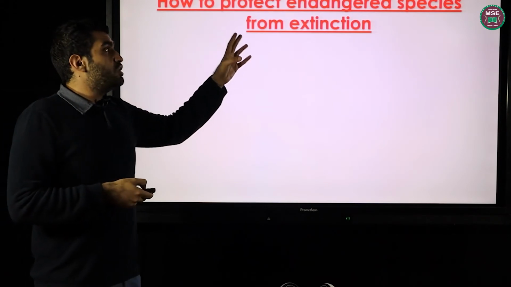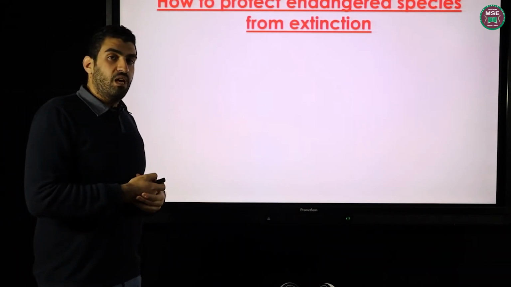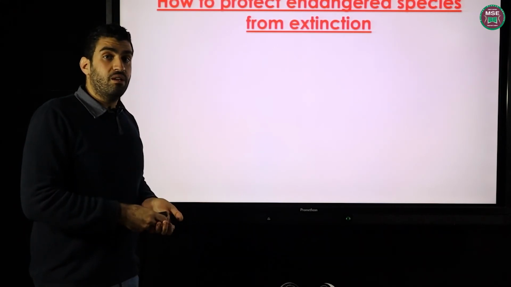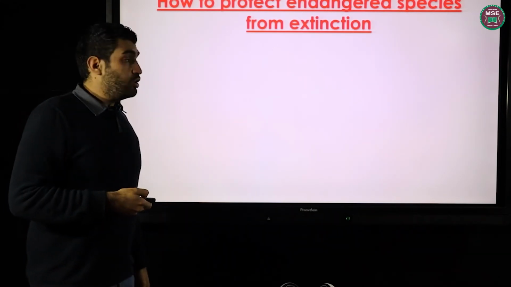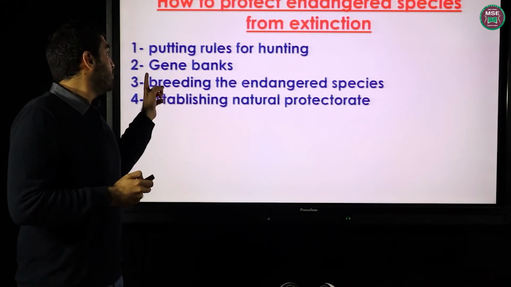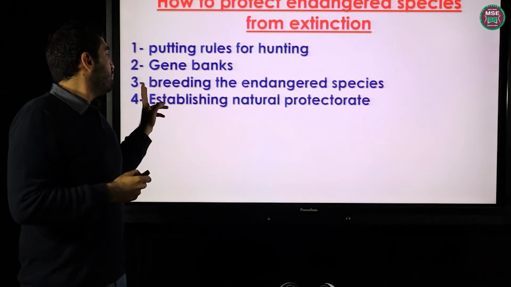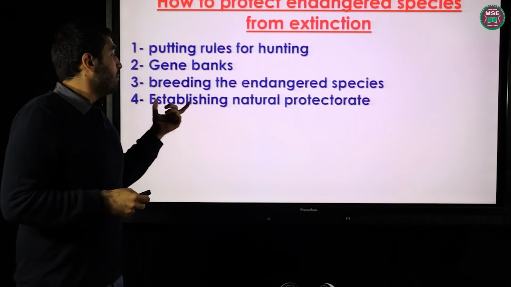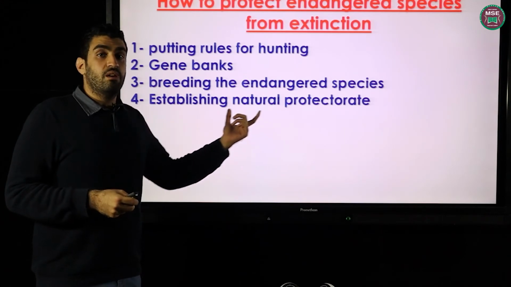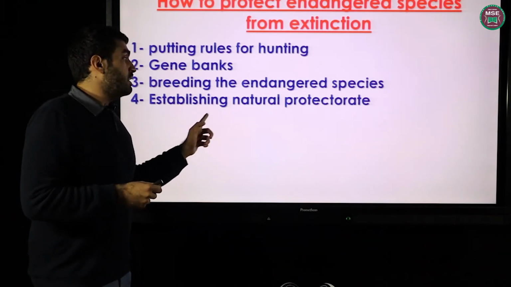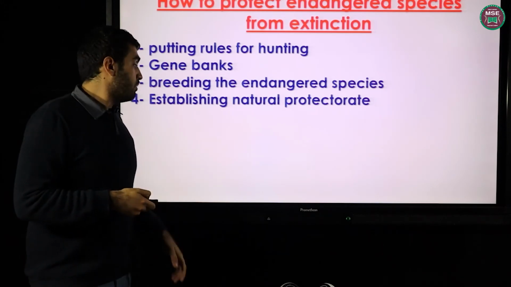How to protect endangered species from extinction? If I have endangered species like panda, Barbary sheep, bald eagles, papyrus plant, how to protect them from extinction? Number 1, putting rules for hunting. Number 2, gene banks. Number 3, breeding the endangered species in specific places. Number 4, the most important point, establishing natural protectorates, okay.